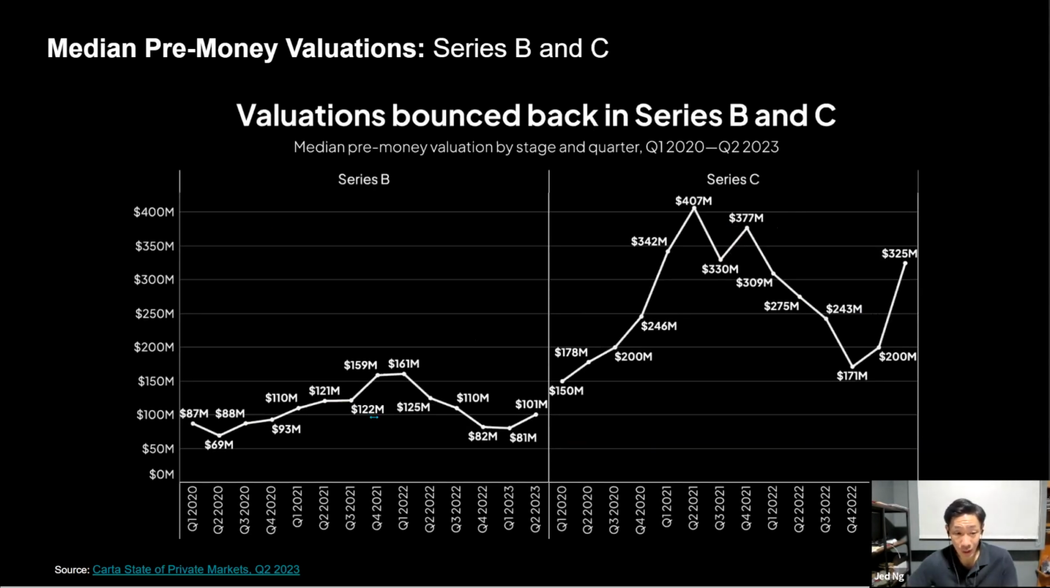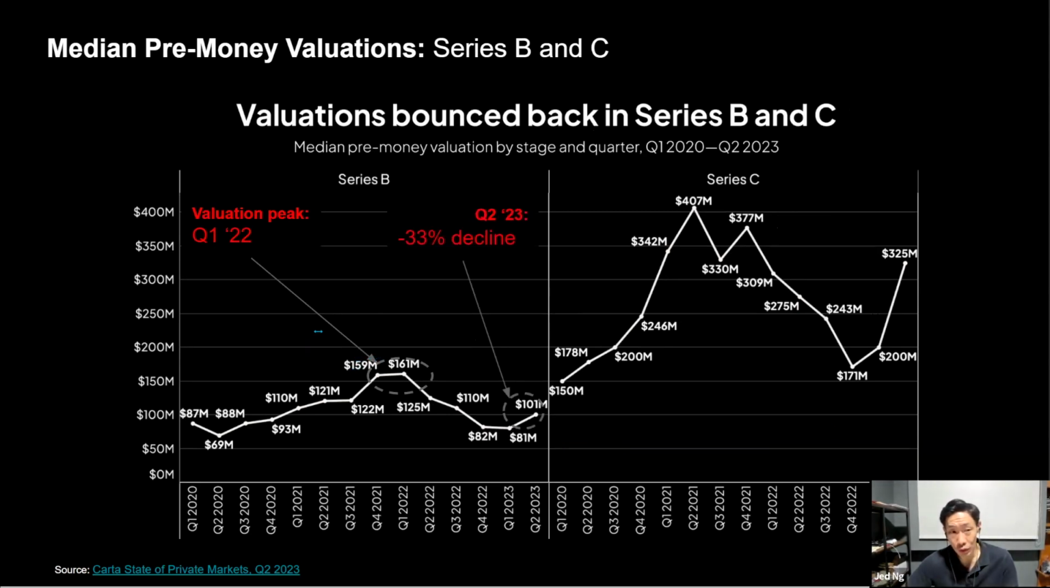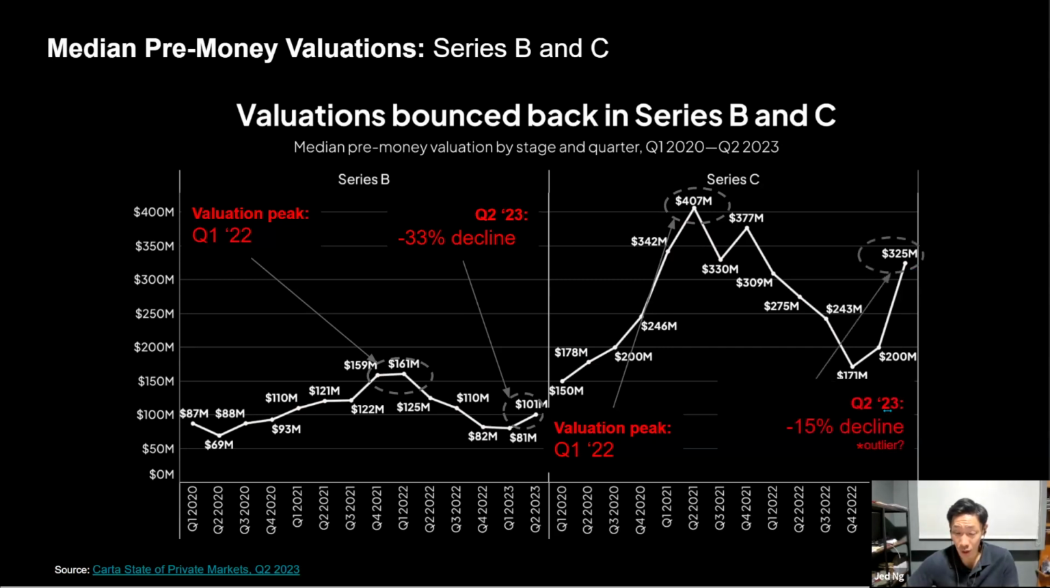When we look at Series B, we have a valuation peak earlier at Q1 of 2022, around 150 or 160 million. And we saw a 33% decline by Q2 of 2023. Series C peaked in Q1, 400 million. And as of Q2 2023, we saw a 15% decline. Frankly, I don't put too much stock in this bounce back, right? I actually think that this particular data could have been skewed by one or two very large deals that pulled the average up.